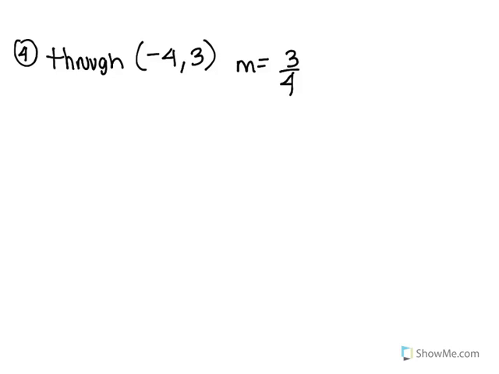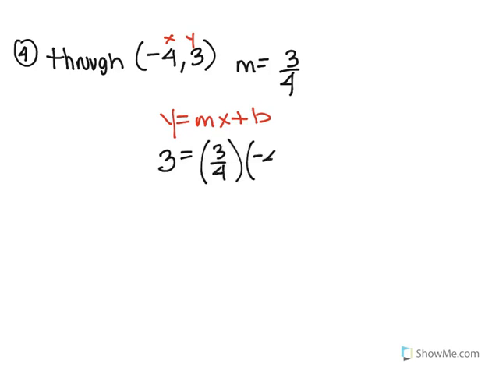Number 4. Let's write the equation of a line that's going to go through the point, -4, 3, and has a slope of 3/4. Take our 3 numbers, I'm going to plug them in. What's y? 3. What was m? 3/4. What was x? -4. Plus b.